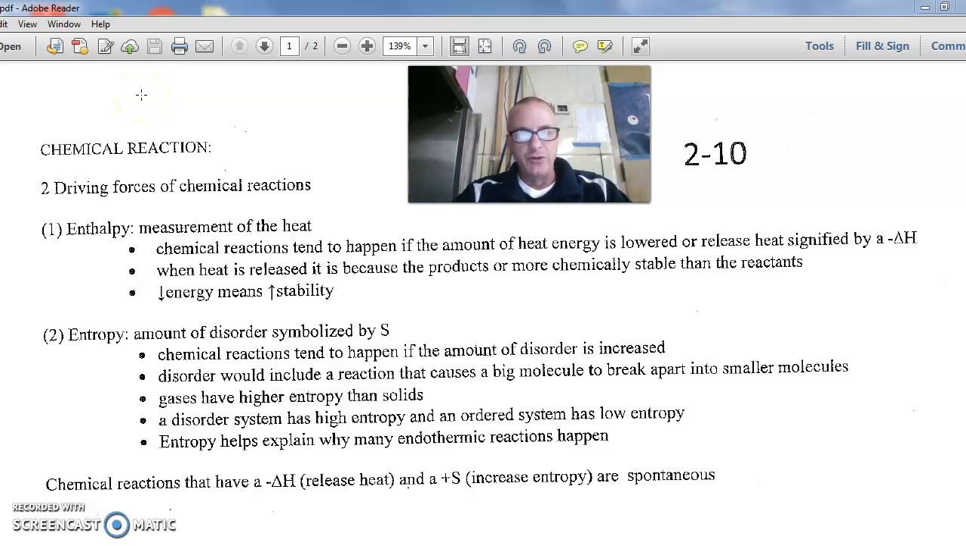Welcome to our notes on 2-10. In 2-10, we're going to be taking a look at energy changes that accompany chemical reactions.